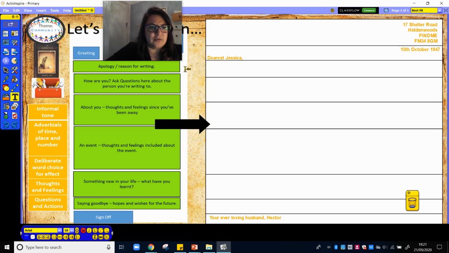Okay. So I know I'm going to have an apology or a reason for writing. Why might it have been a while since I've written? I've not written in a while because I have been working long hours at the factory. Okay, so again, not full sentences, but it gives me a bit of an idea of what I'm going to include in there. Okay, I know I've got that apology.